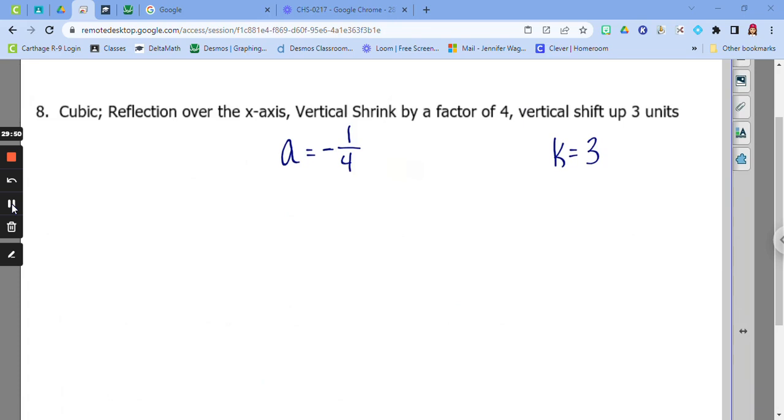That's all I have, so parent function, plug in what I've got. -1/4. I don't need parentheses because there's no shifting left or right. And then I just add 3 at the end. So you can come up with where 9 and 10 go with their theses.